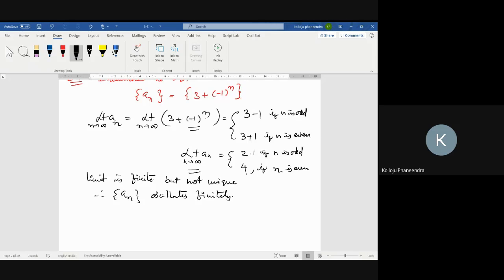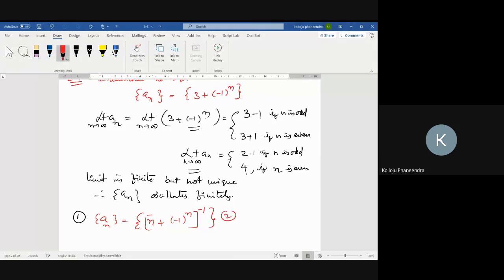Okay, I think it is clear. You solve some more problems. I am giving some test problems. Test the convergence of the sequences. The first problem: an equals n plus minus 1 whole power n. This is the first sequence.